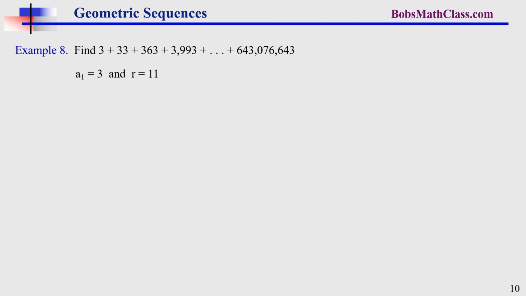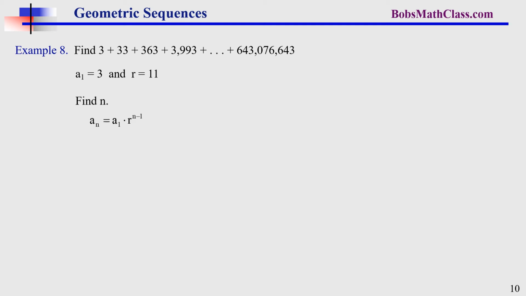So we know that the first term is 3, the second term is 33, the third term is 363, etc. What we need to know is what the last term is. So we need n to use our formula for the sum of a geometric sequence. Okay, so we're going to go back to our general term formula to find n. That is a sub n equals a1 times r to the power n minus 1.